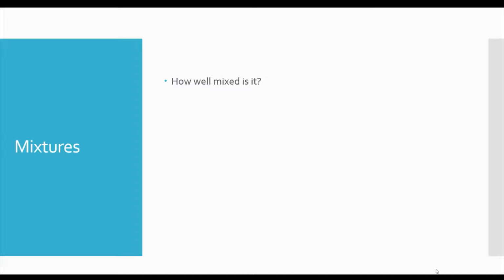Now, when we're trying to distinguish different kinds of mixtures, what we really want to know is how well mixed it is. So we can classify our mixtures as being homogeneous, or sometimes it's pronounced homogenous, which means the same throughout. So the prefix homo means the same. And so what might be a homogeneous mixture? Well, in chemistry, we call these solutions.